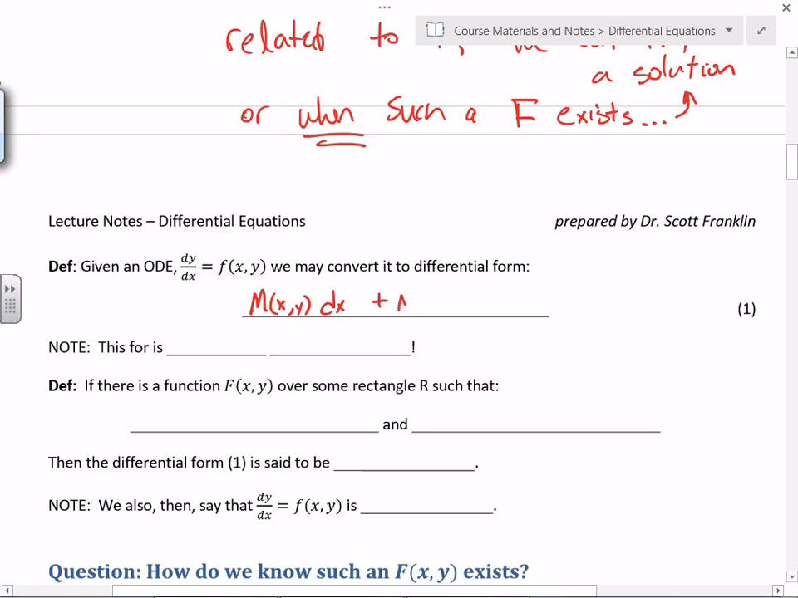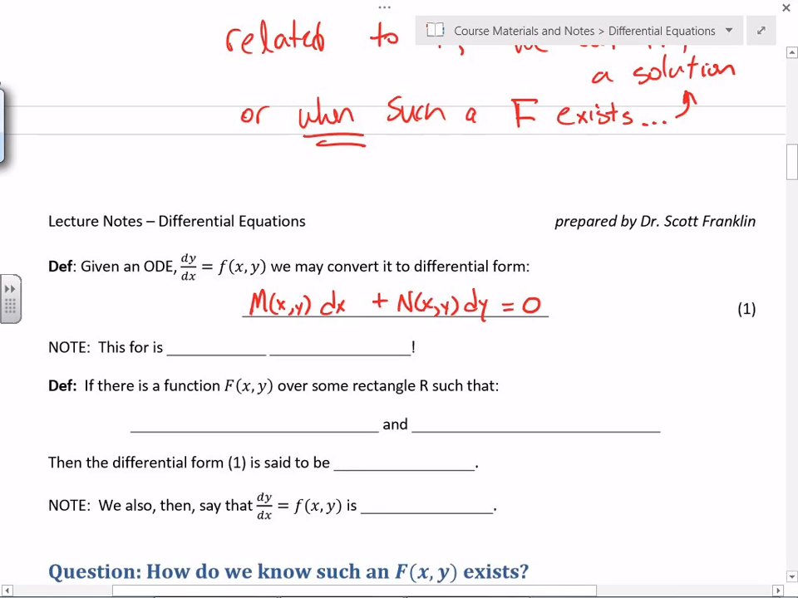dx plus n of x, y, dy equals 0. Now don't give up on me yet. If what I've said so far is confusing, it gets a little clearer as we get down further as to why the techniques. Yep. So there's a lot of preparatory material on this one, more so than the others.